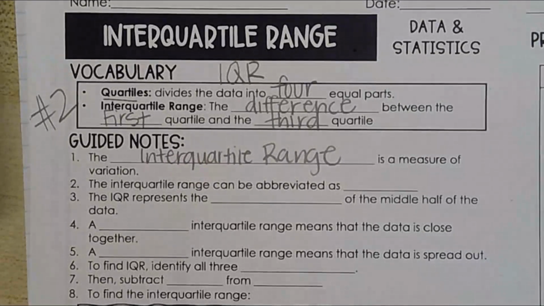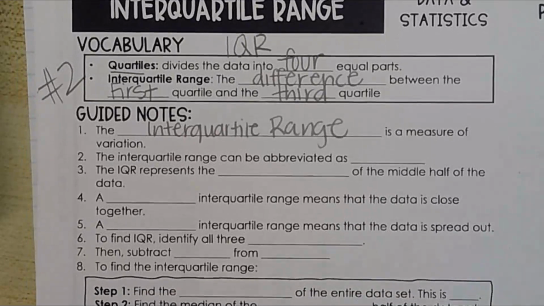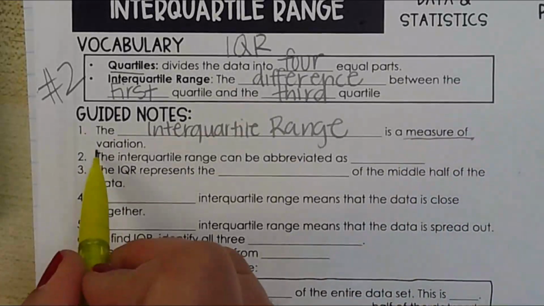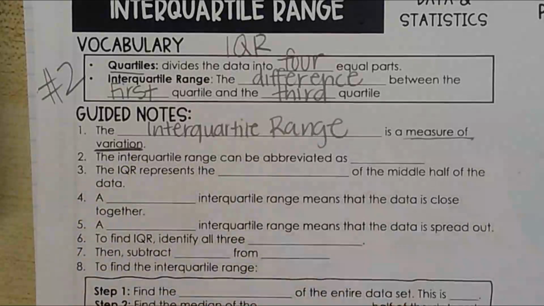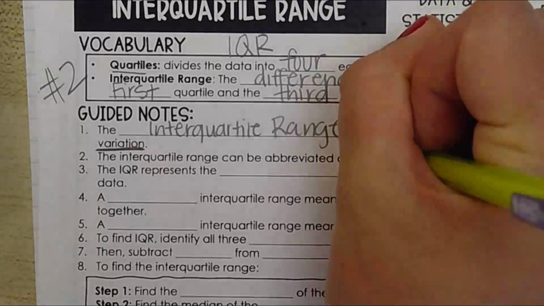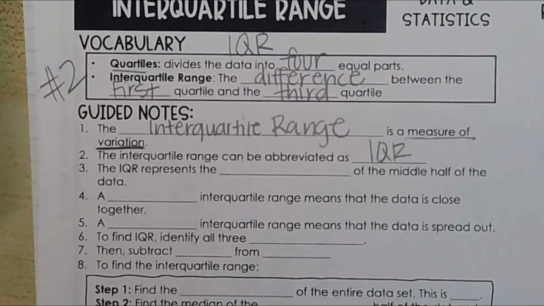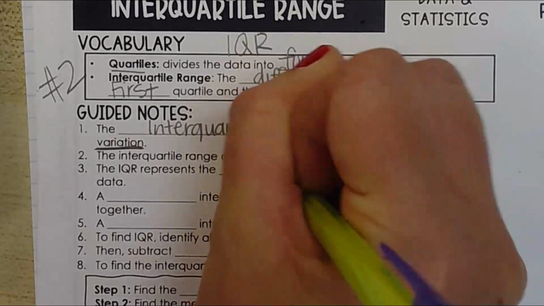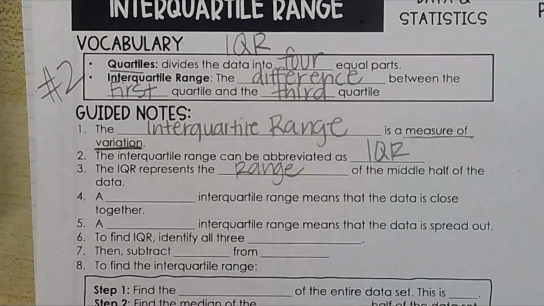is a measure of variation. Instead of saying variation, what could it also say? It's a measure of variability. So underline that. I know we've already written it once, but if you're hearing it over and over again, it's pretty important. So the interquartile range can be abbreviated as IQR. The IQR represents the range of the middle half of the data.